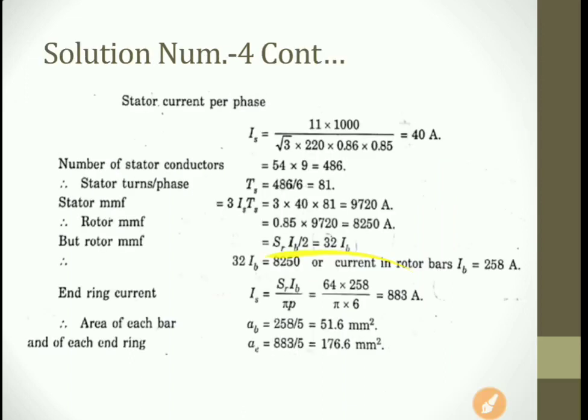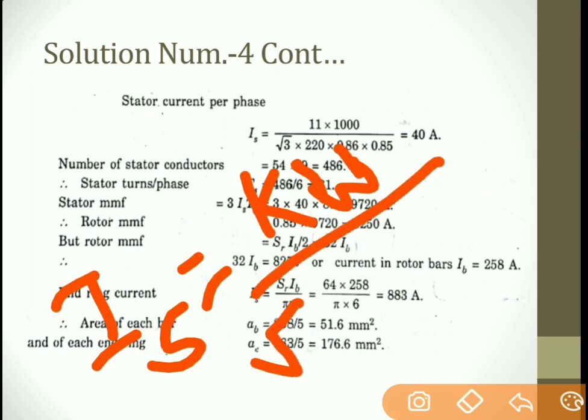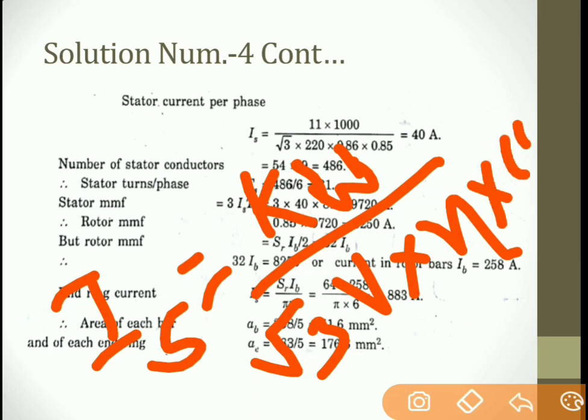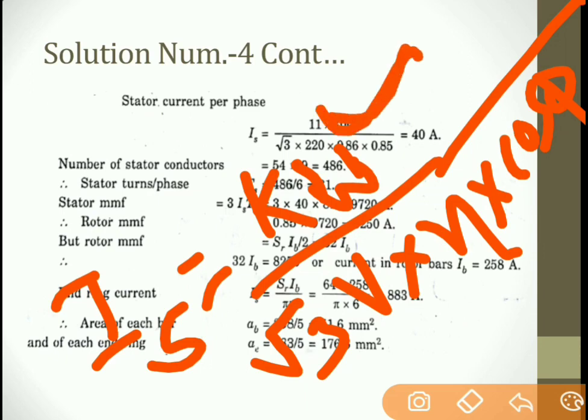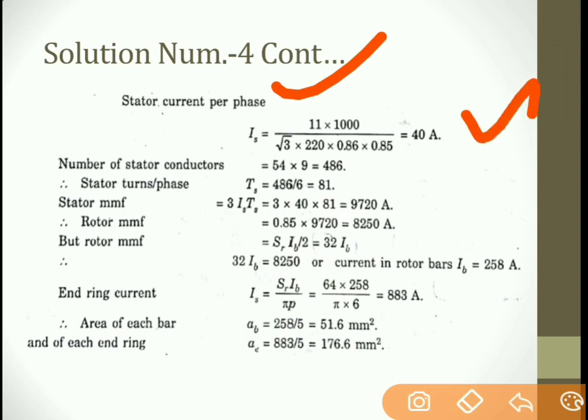So if you consider all those, the formula becomes Is equals kW, meaning kilowatt, upon root 3 V into efficiency into cos phi. This is the formula, right? So this formula must be remembered, and by this formula we have calculated the current, which is the stator current per phase. Then, further, the number of stator conductors.